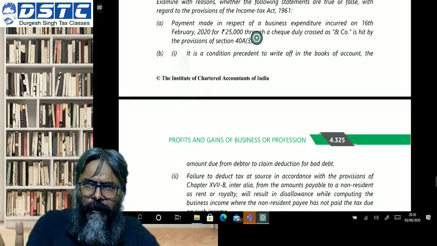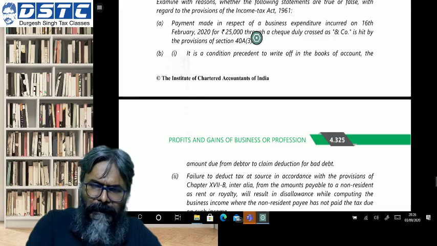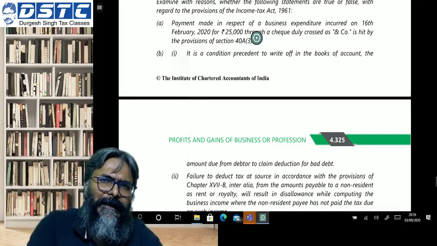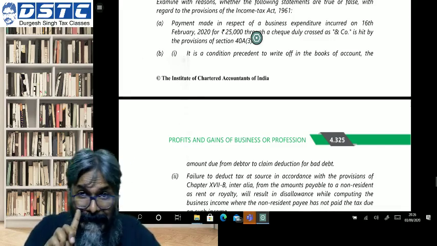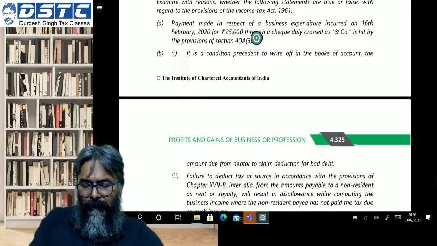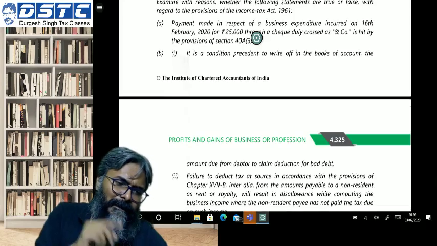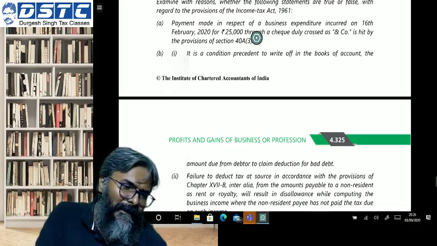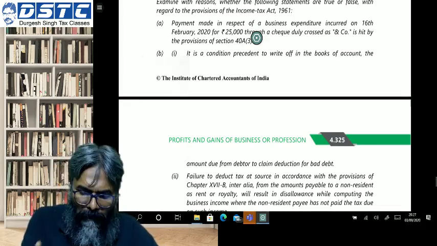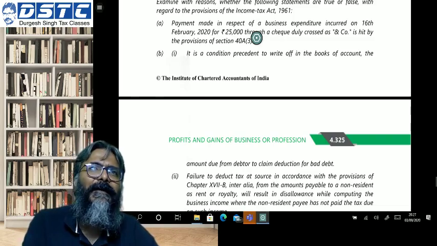There are two conditions for the purpose of deduction of bad debts. Which are those two conditions? Condition number one, the amount should have been considered as the income of the assessee earlier. That is the reason why debtors to sales account. And the second one is that the debtors account is written off as a bad debt in your books of accounts. So is the write-off a condition for claiming the deduction of bad debts? The answer is yes.